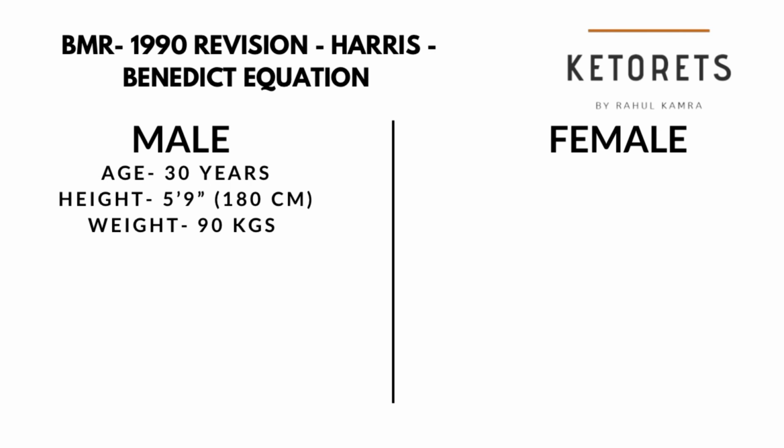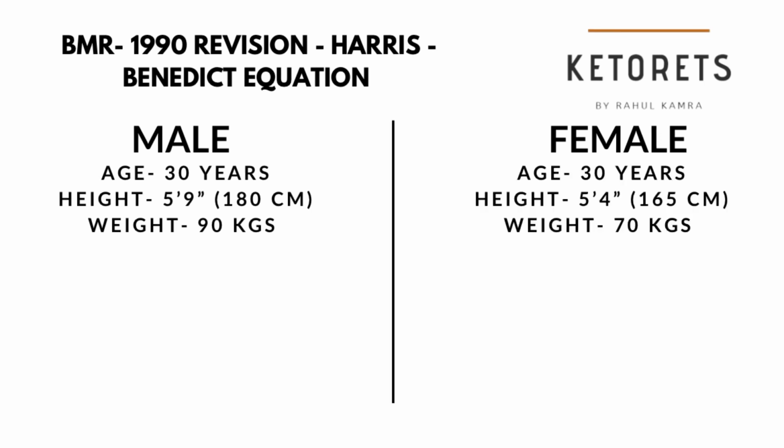Now we'll take two examples: a male who is 90 kg, 5 feet 9 inches and 30 years old, and a female who is 70 kgs, 5 feet 4 inches and 30 years old. This is the average age at which I've seen my clients usually being interested in adapting to a ketogenic diet.